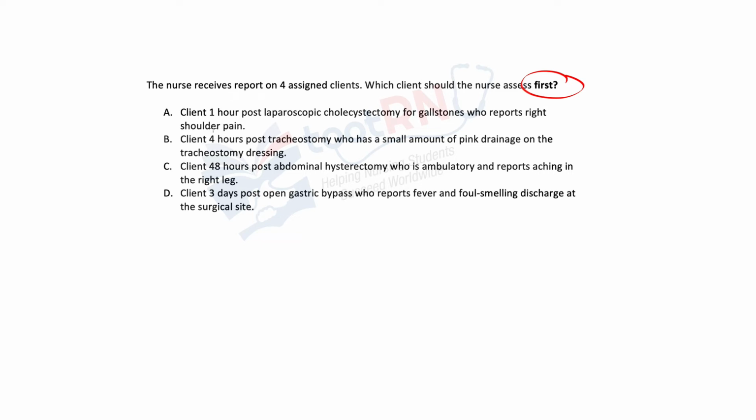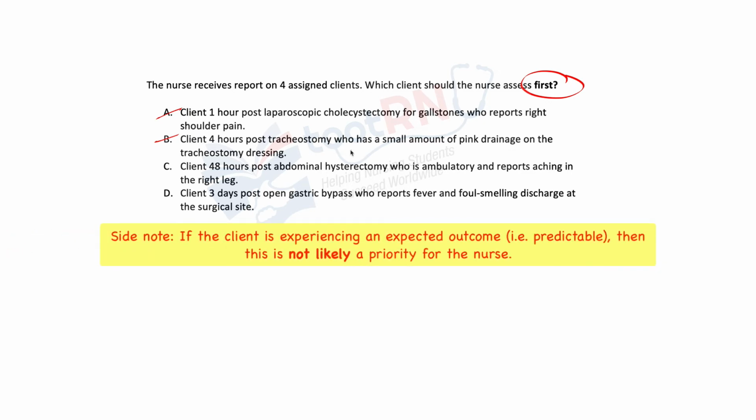So if we look at A, this person is experiencing an expected outcome. So cholecystectomy, removal of the gallbladder, who reports right shoulder pain, well, that's referred pain. That's something that is an expected outcome. So that's not our priority. Same thing with our second client here, or second option. Client 4 hours post-trach, small amount of pink drainage on the dressing, that's an expected outcome.